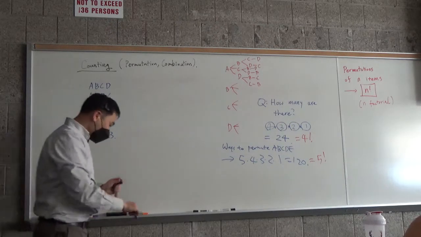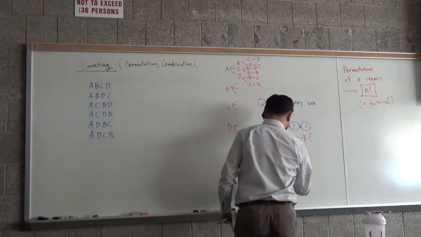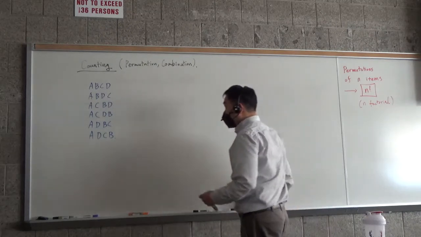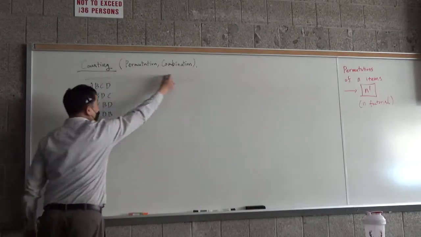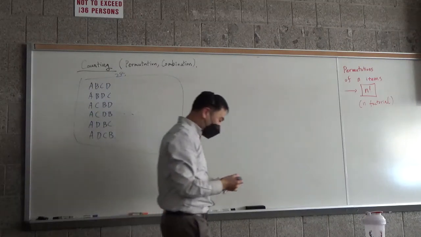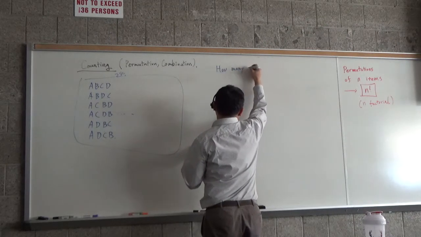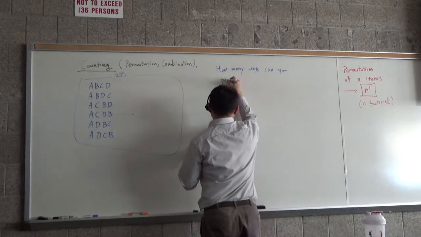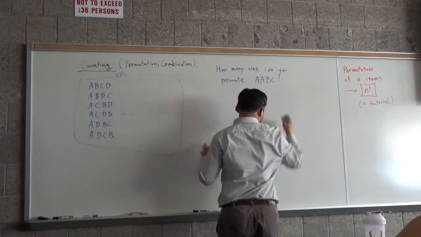Okay. Now, let me talk about a slightly different question. I didn't want to erase it. I forgot that I had to preserve it. But here are the 24, list of 24 things, okay? Now, here's a different question. How many ways can you permute A, A, B, C?